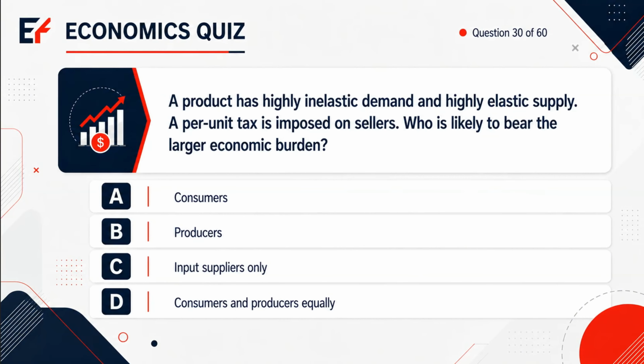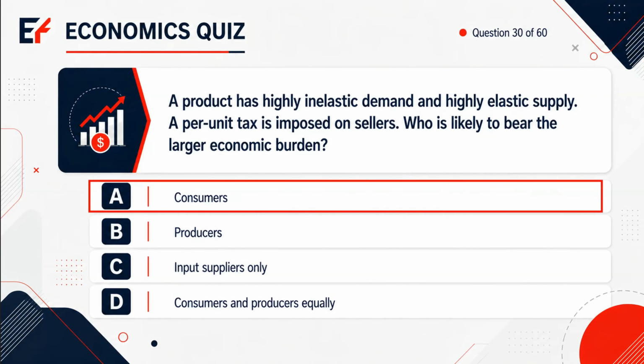Question 30. A product has highly inelastic demand and highly elastic supply. A per-unit tax is imposed on sellers. Who is likely to bear the larger economic burden? A. Consumers. B. Producers. C. Input suppliers only. D. Consumers and producers equally. The correct answer is A.